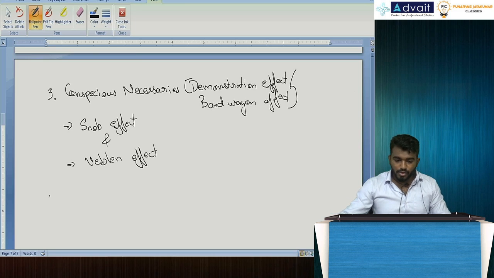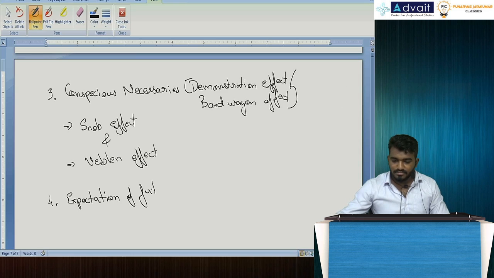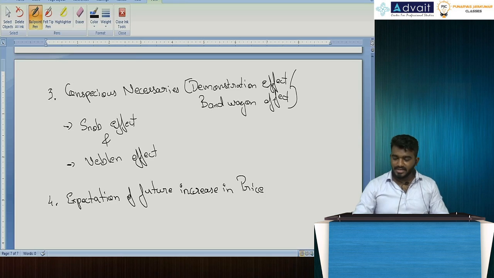Now, let me go to the fourth point. Sir, fourth point, in case of expectation of future increase in price. What is the fourth point? Expectation of future increase in price. Sir, let me give one beautiful example. Sir, next week there is a festival, because of which the fruit prices are increasing, flower prices are increasing, vegetable prices are increasing, sir.